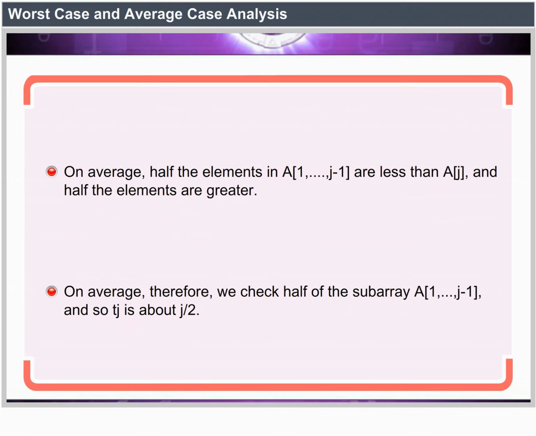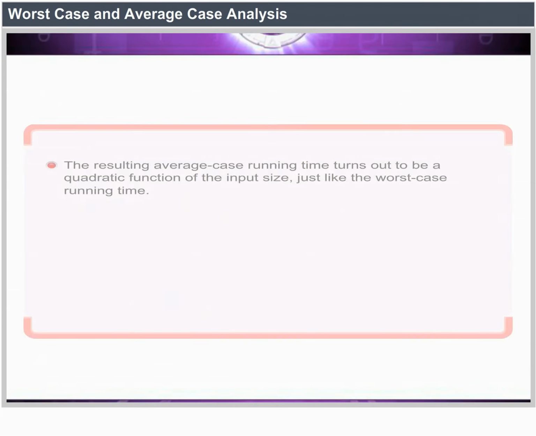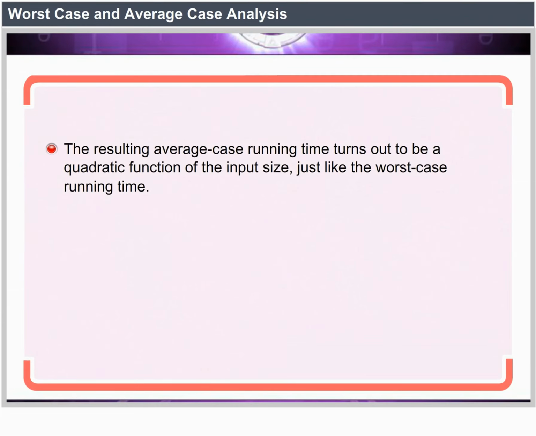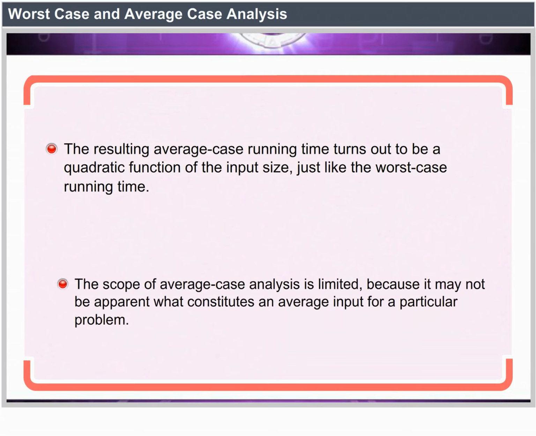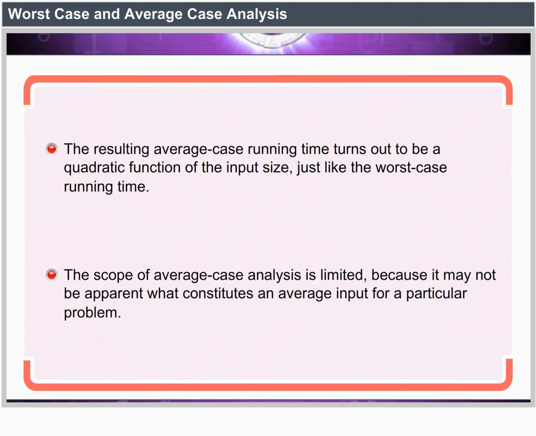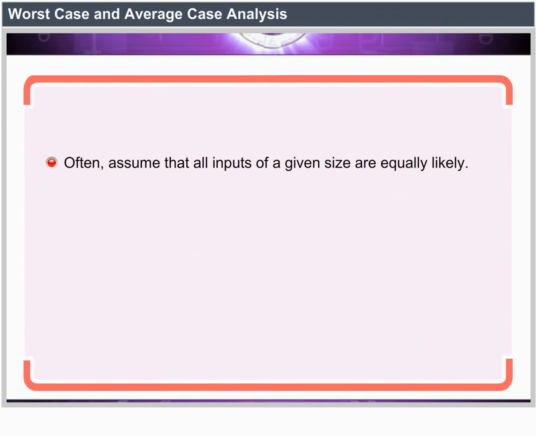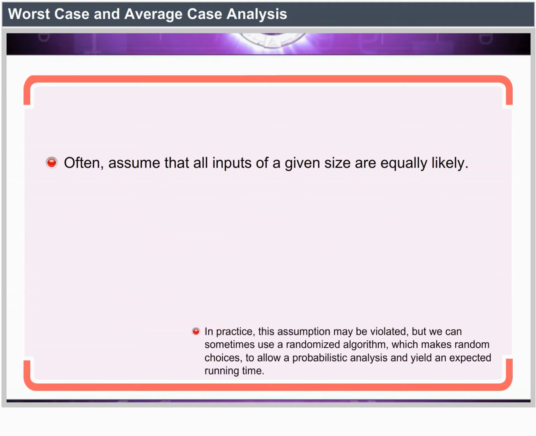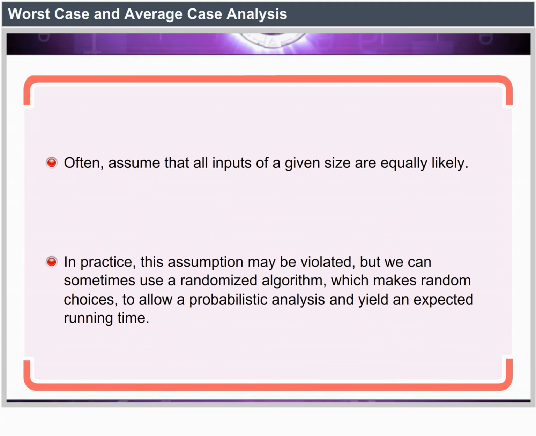The resulting average case running time turns out to be a quadratic function of the input size, just like the worst case running time. The scope of average case analysis is limited because it may not be apparent what constitutes an average input for a particular problem. Often we assume that all inputs of a given size are equally likely. In practice, this assumption may be violated, but we can sometimes use a randomized algorithm, which makes random choices, to allow a probabilistic analysis and yield an expected running time.